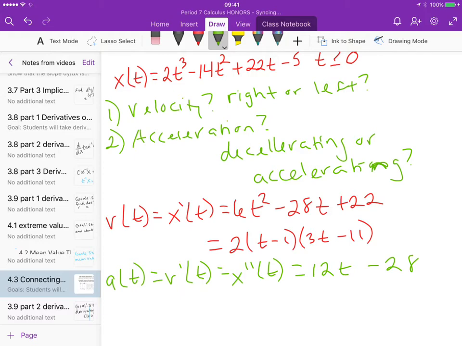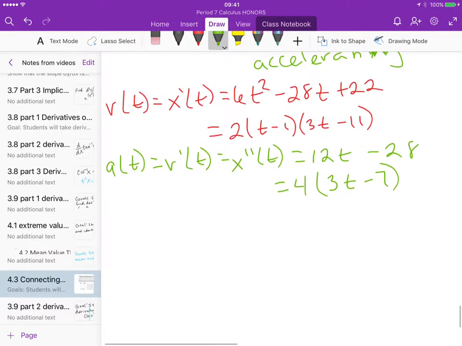All right, and so in this case, we're going to set this equal to 0, and we're going to see that we have a 4 involved with both of them. So let's factor out the 4, and we get 3t minus 7 here. So here's our two functions of velocity and acceleration.